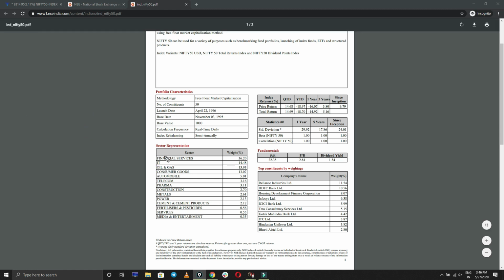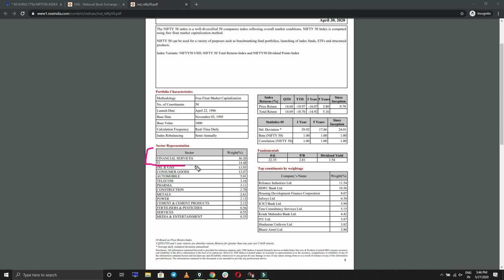First, we should understand that most successful traders succeed only when they see everything in brief. Financial services 36% and IT 14% make a 50% weightage. Imagine if this 50% is negative, definitely Nifty will fall. If it is positive, Nifty may move up, or at least it will be sideways. The remaining 50% can also be seen, but we will monitor only this 50% for now.